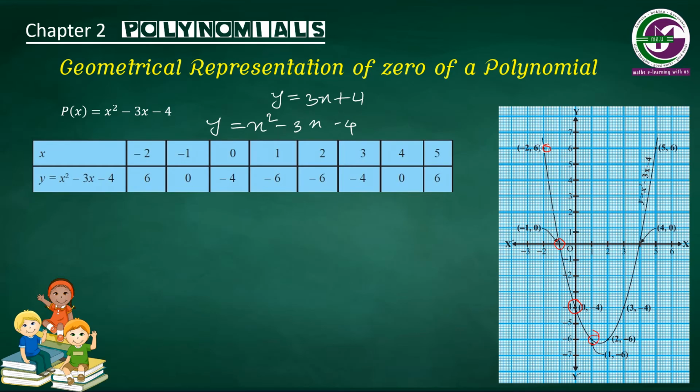2 and -6, this is the point. 3 and -4, this is the point. 4 and 0, this is the point. 5 and 6, this is the point. So we'll plot the points and we'll draw the graph. The name of this graph is parabola. This is not important for you.